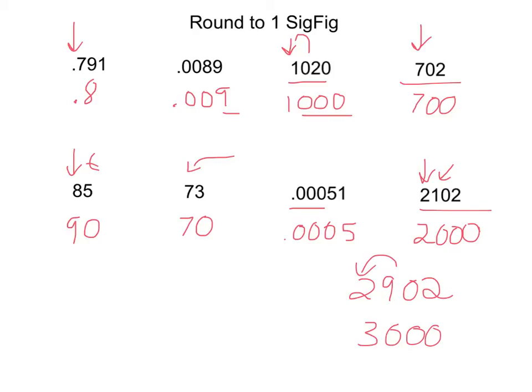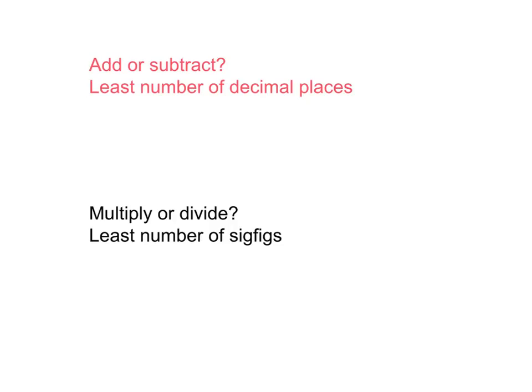Okay, if you have that down, the next step is to multiply, divide, add, and subtract, and apply the 2 different rules to the rounding. Okay, in short, here are the rules. If you add or subtract some numbers, when you're done, your answer can't have any more decimal places than the least of your starting numbers.